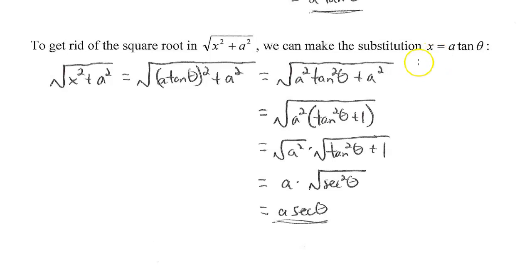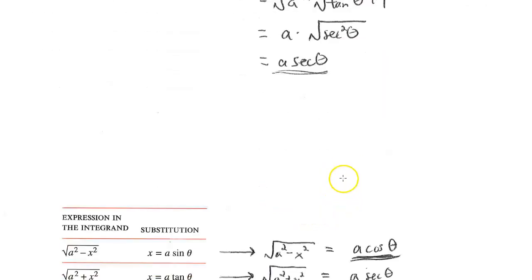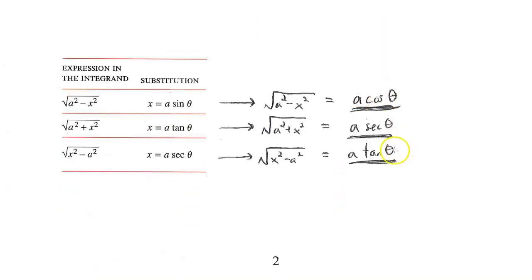But if you do the substitution x equals a tangent theta and work things out, again, you'll need to use the trig identity that tangent squared plus 1 is secant squared. If you work this out, it ends up being a secant theta. Now this probably seems confusing, and you might wonder, what does this have to do with integrals? Let me summarize what we just did.